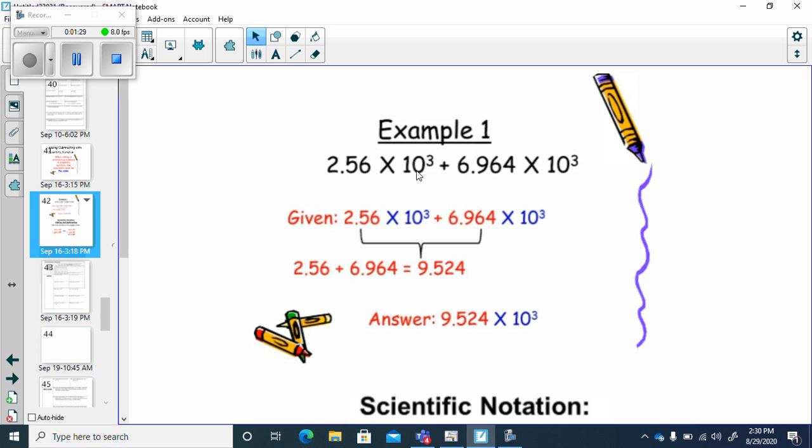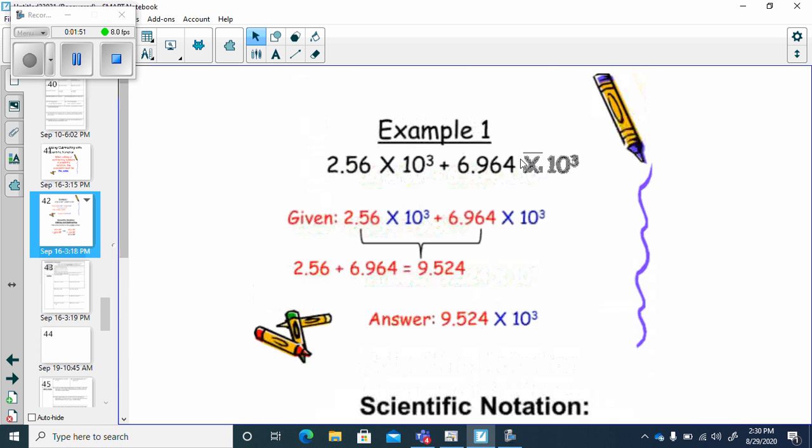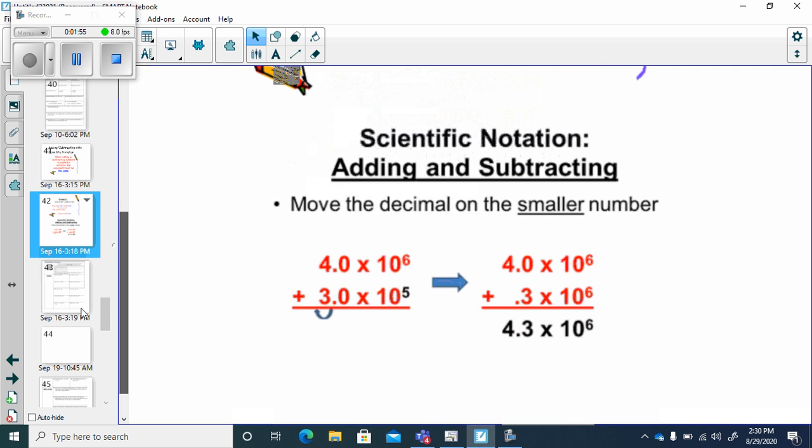Whatever you've got here, times 10 to the whatever power, that would be what you've got back here. See how you're not doing anything with these? Not doing anything with these exponential expressions here. You leave it as 10 to the third. You're just adding the numbers in the front. That's when you have the same exponents. See, 10 to the third, 10 to the third. What if your exponents are different?